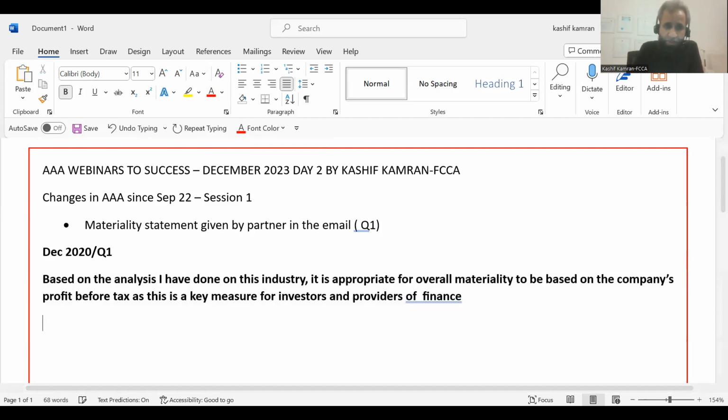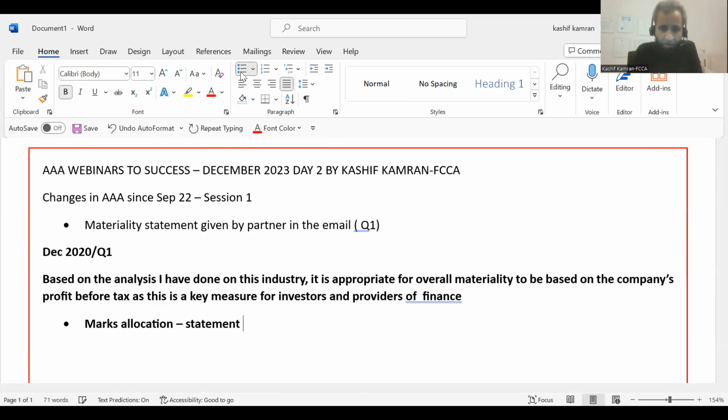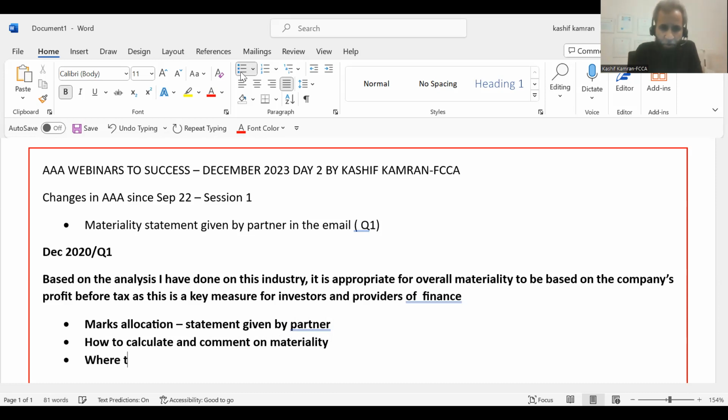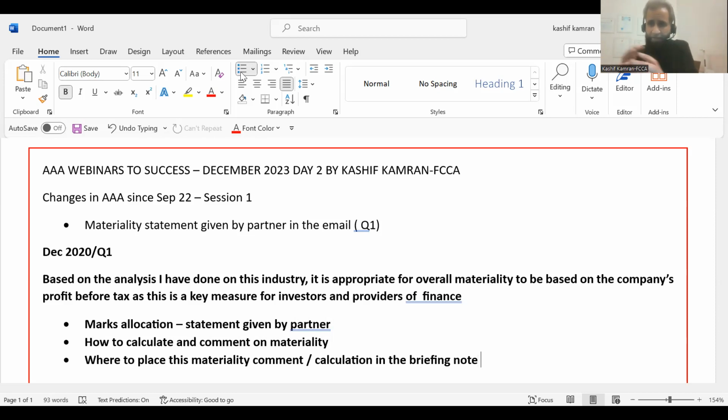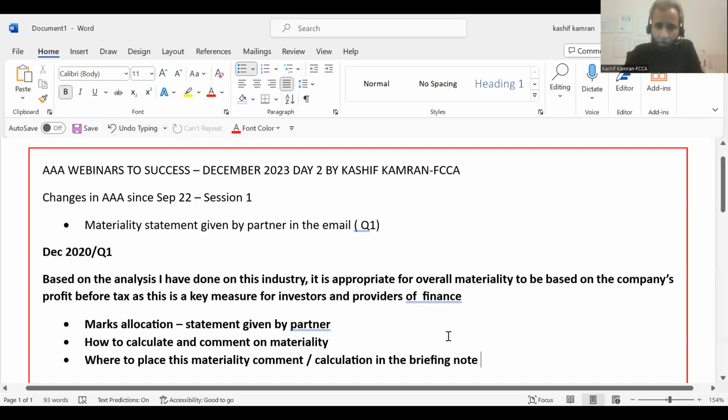Now, first of all, you need to understand marks allocation with this statement given by the partner, how to calculate and comment on materiality, and where to place the materiality calculation and comment in the briefing note. We will be discussing all that on day 3, because currently on day 2, we're just trying to identify the changes and putting them on the Word file, and we'll pick each of them up and see how to do the best over day 3.